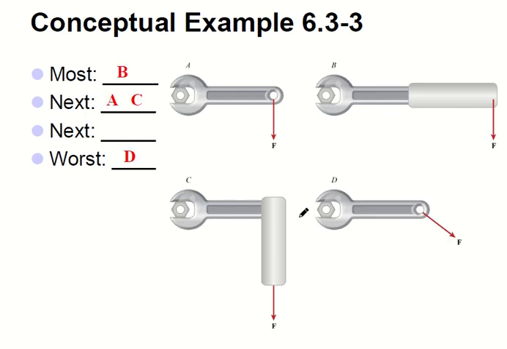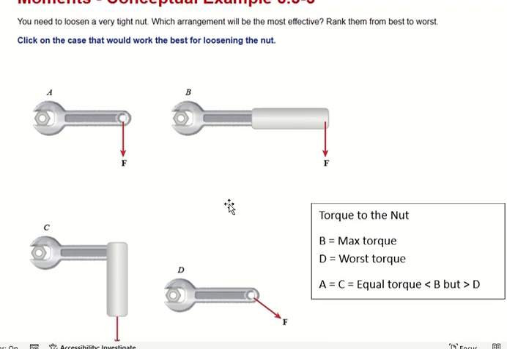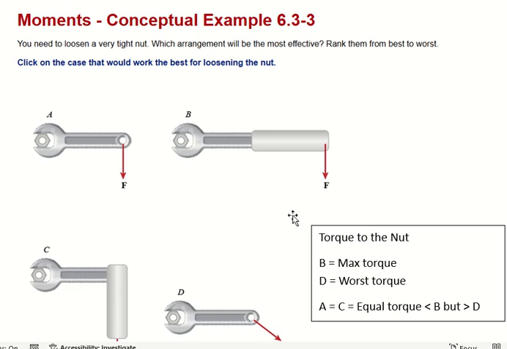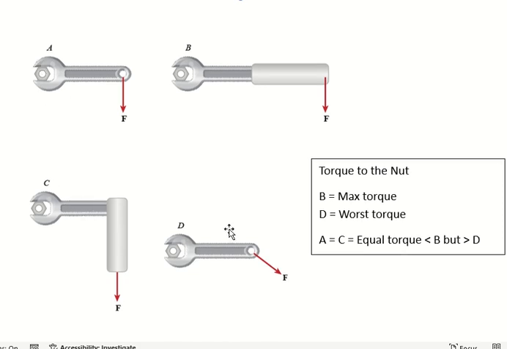So that's all correct. Of course, I also put it here for you. I wrote it differently: I wrote it here like your maximum torque, because we usually call it torque every time you have to deal with the distance and some force to create another force here. So your maximum torque is B, the worst torque is D, and then A and C have equal torque, which is less than B but greater than D.